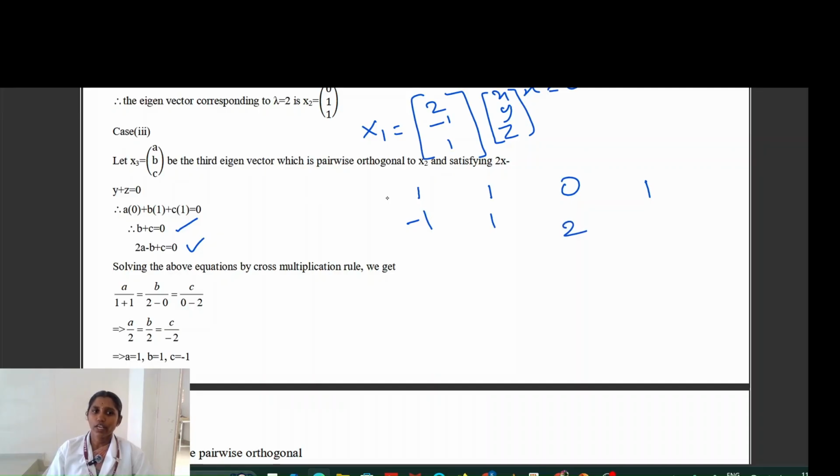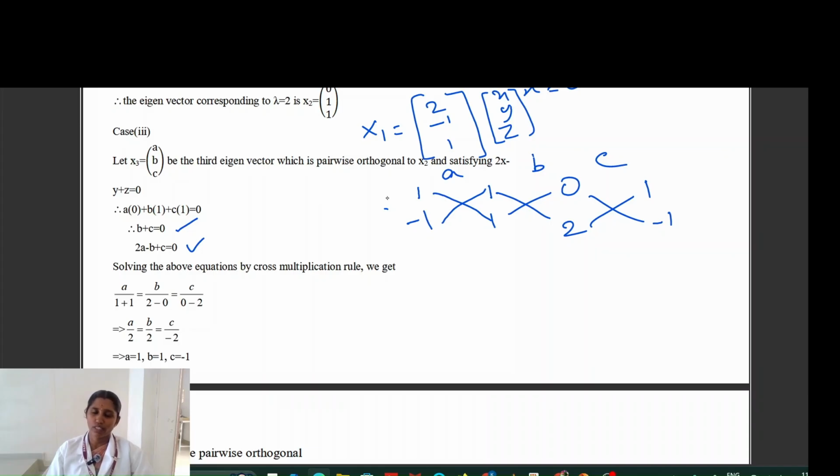Coefficient of a is 2, coefficient of b is minus 1. Here a, b, c. By using the cross multiplication rule: 1 into 1, 1, minus 1 into 1, minus 1, minus of minus plus, so 1 plus 1. Next, 1 into 2, 2, minus 0. Next, 0 minus 2. So a by 2, b by 2, c by minus 2. That is a 1, b 1, c minus 1. The denominators are all divided by 2. So 1, 1, minus 1. So the third eigenvector x3 is 1, 1, minus 1.